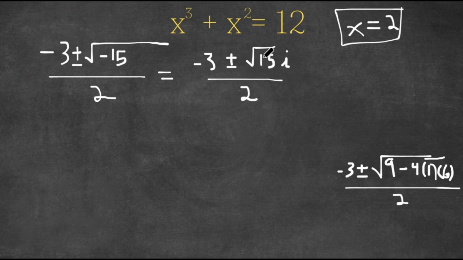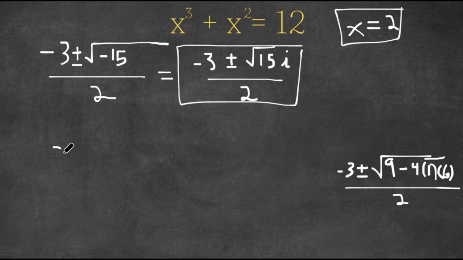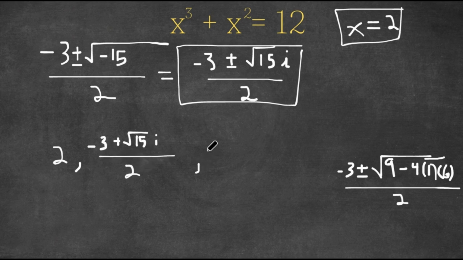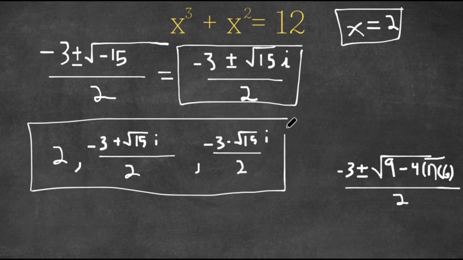So this is actually our second solution, actually second and third, because this is plus or minus. So our three solutions are 2, negative 3 plus the square root of 15i over 2, and negative 3 minus the square root of 15i over 2. So these are our three solutions.